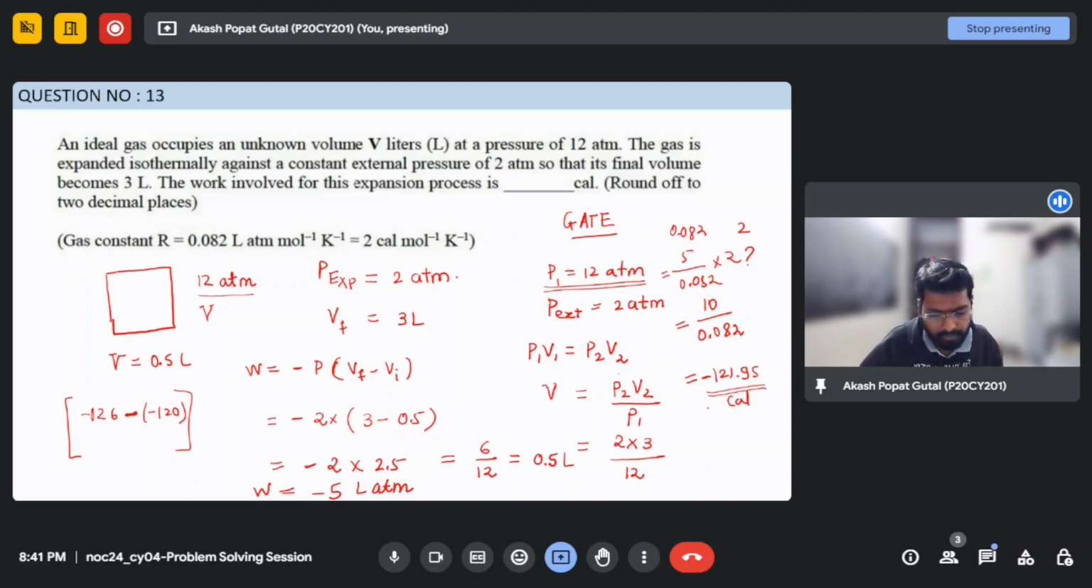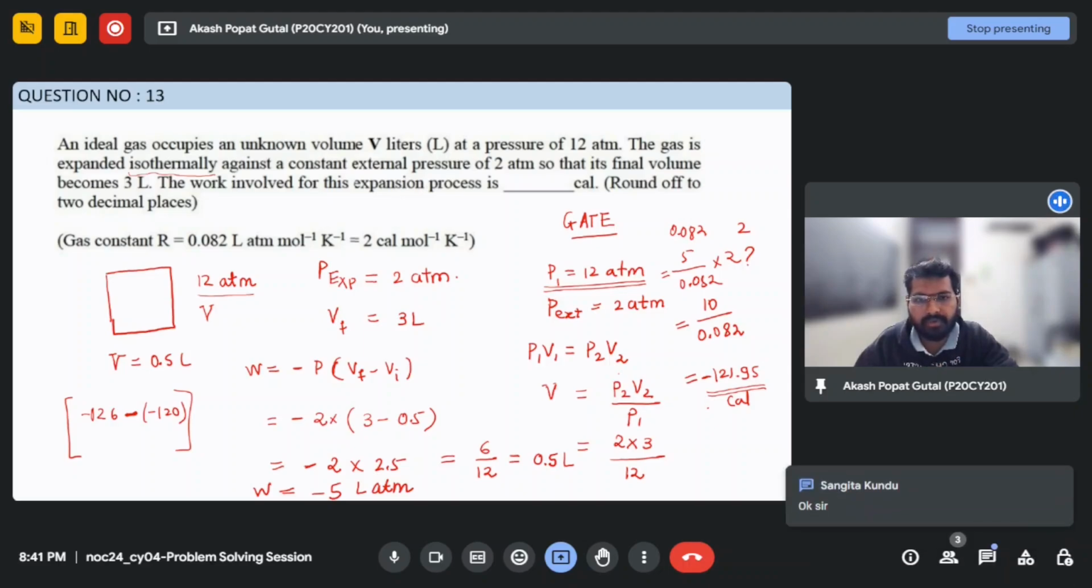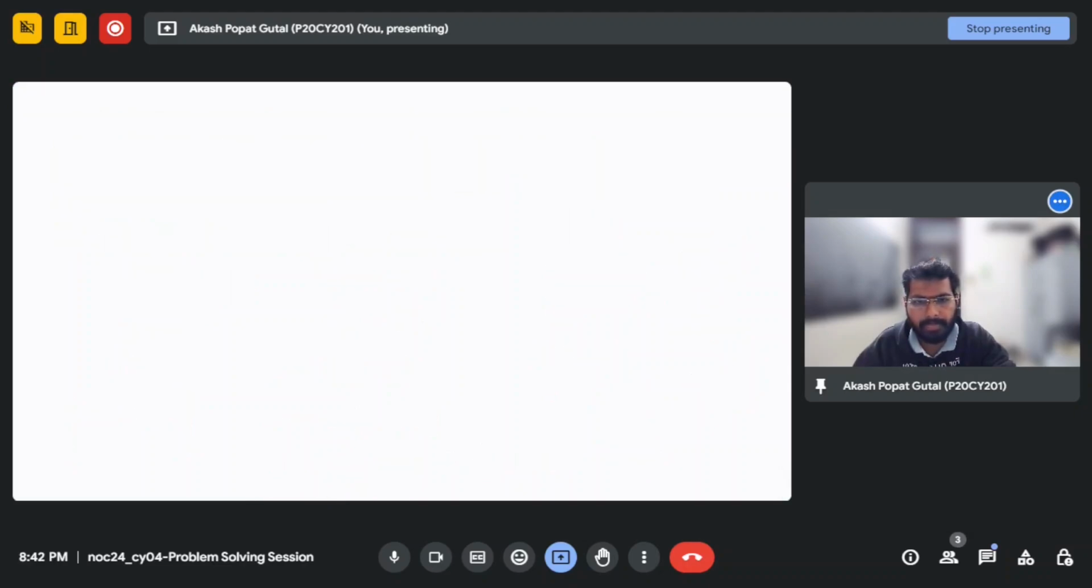So what we need to consider here is that it is given as isothermal. Most of the times we will consider it as isothermal reversible expansion, but it is not a reversible expansion. It is an irreversible expansion because your gas is already at 12 atm, which is higher pressure than 2 atm. So when your gas gets expanded, this 12 atm is far more than 2 atm.